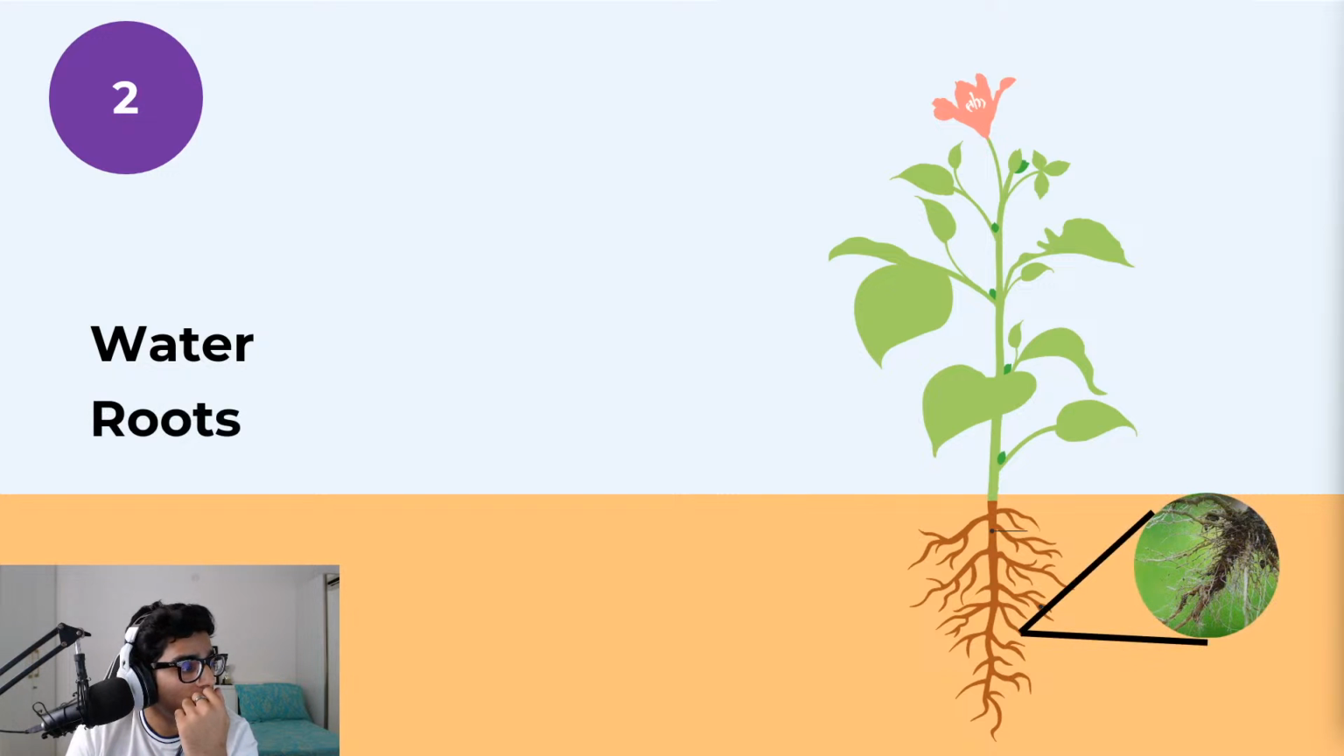Well, water reaches the leaves through roots. We know that, right? We put water in the soil, and then through the roots it's going to go up, right? With the help of the stem. By the roots. Yeah, that is true. That is correct. Yeah, with the help of the roots.